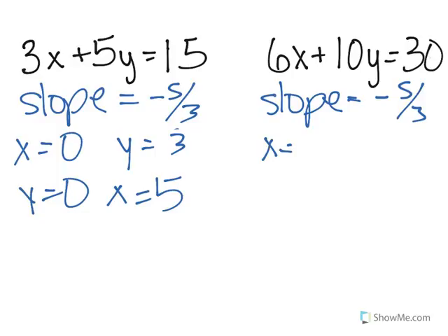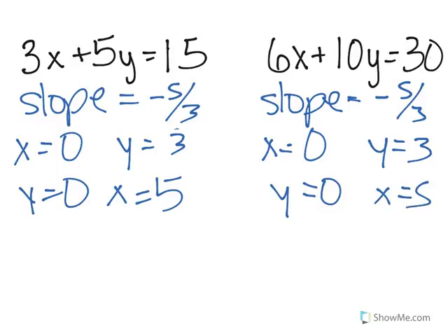Now let's look at the x and y intercepts. When x is equal to 0, y is equal to 3. And when y is equal to 0, x is equal to 5. So we find that the slope and the x and y intercepts are equal. That means that we have infinitely many solutions.